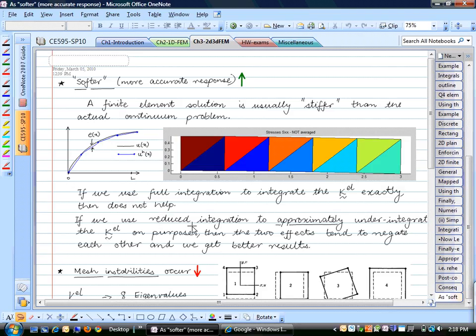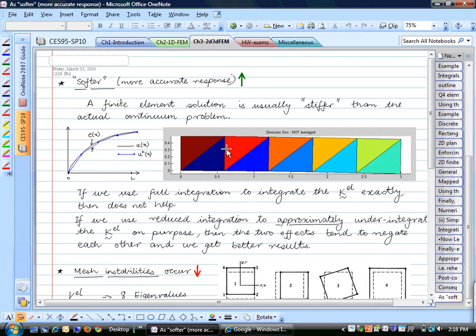But it so happens that if you use reduced integration, you allow your element to be integrated a little more inaccurately, and that allows some more flexibility in your element. So the two effects sort of cancel out. On one hand, we are saying that our displacement cannot vary anything other than linear.